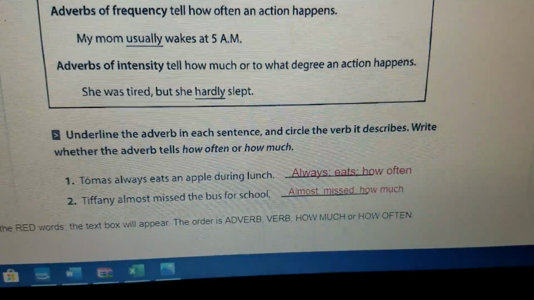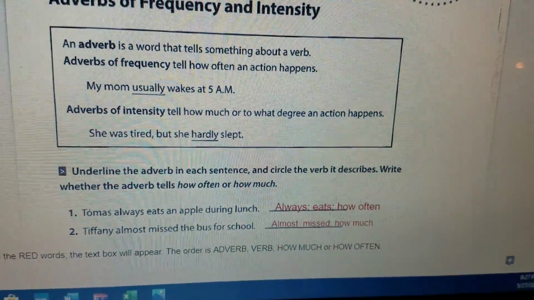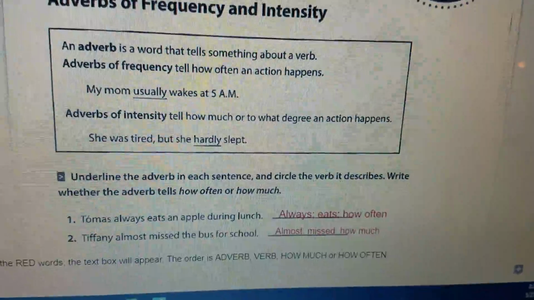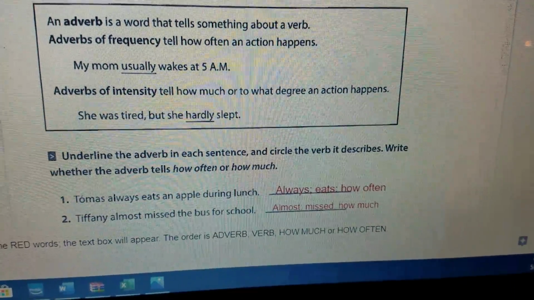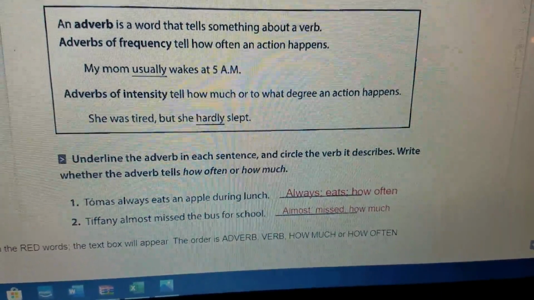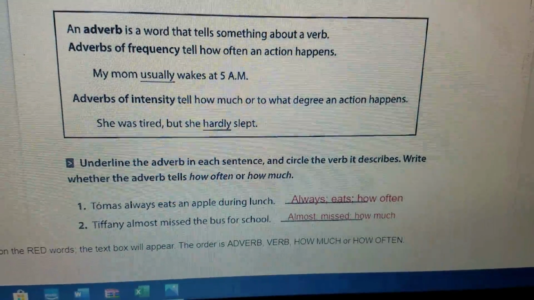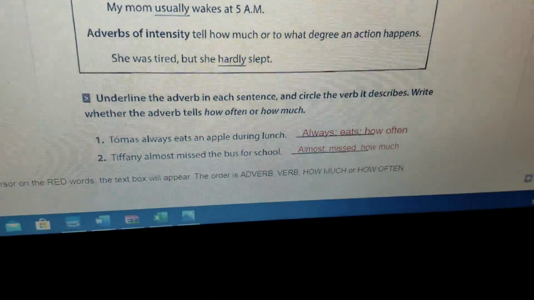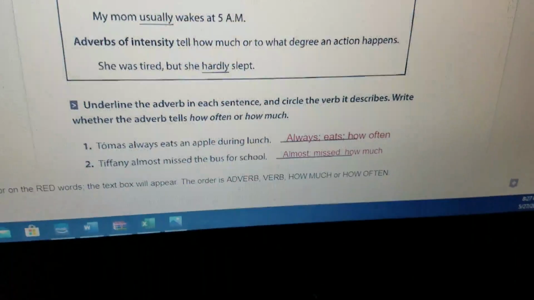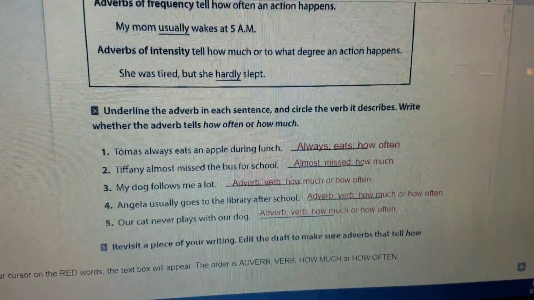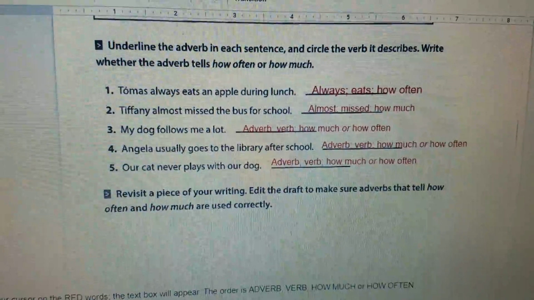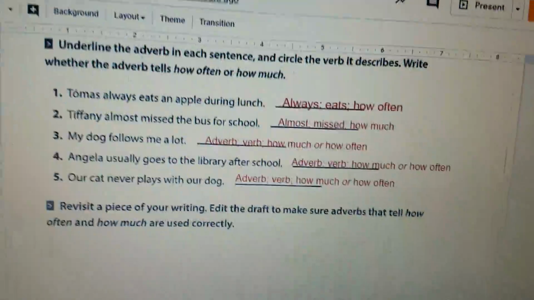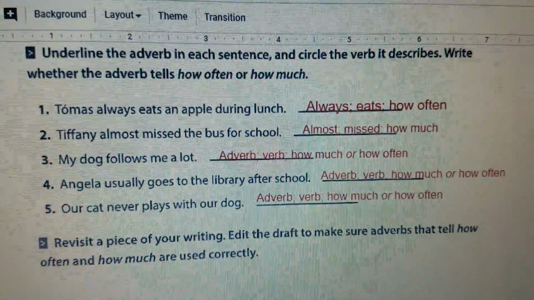All right, so the first one that we're going to take a look at. Okay, so what we're going to be doing here, it says underline the adverb in each sentence and circle the verb it describes. Write whether the adverb tells how often or how much. Now, we can't do all that on the computer. Circling and doing all that stuff is a little intricate. So what I did here was I created a very large text box.